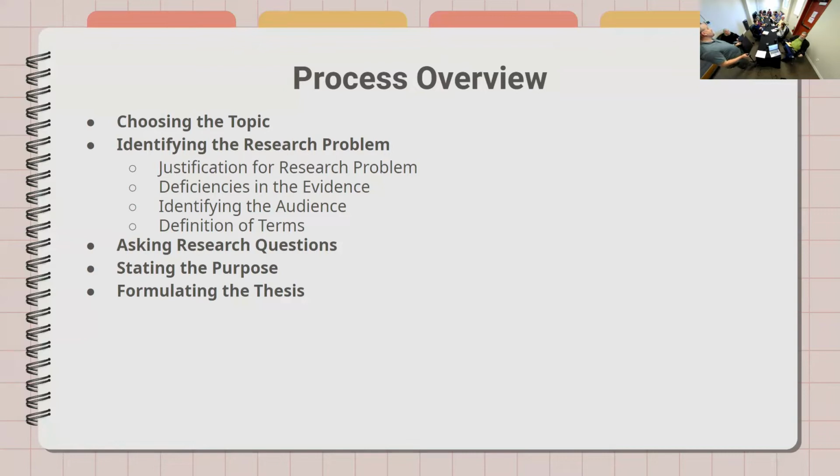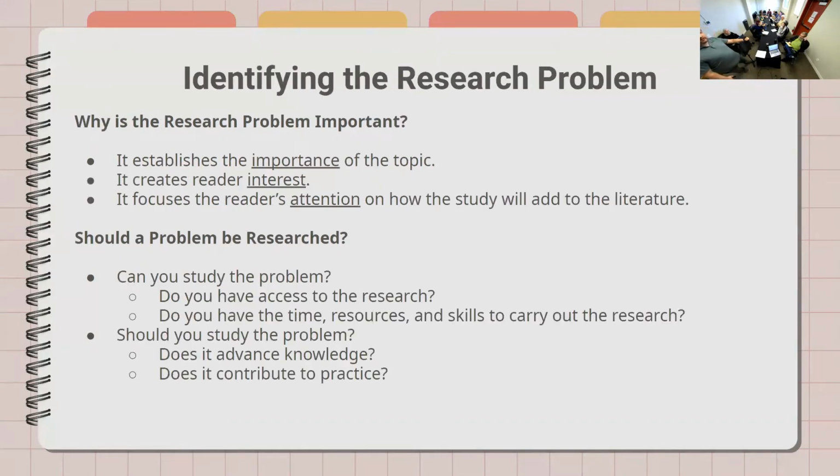Okay. Just picking a topic that is interesting lacks the importance or value. This is a real issue that the churches are dealing with. So we're going to talk about justification of the problem, deficiencies in the evidence, identifying the audience, and defining of terms. Let's start here with identifying the research problem.